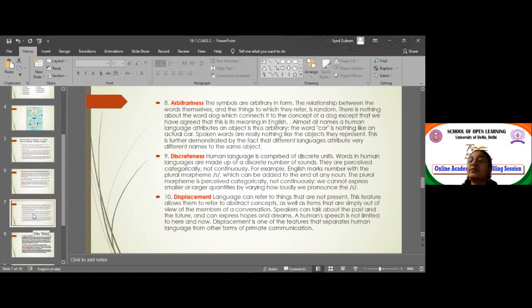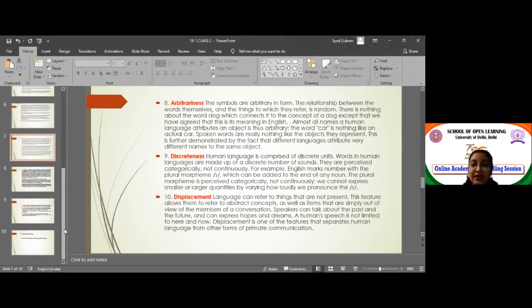Then discreteness. Human language is comprised of discrete units. Words in languages are made up of a discrete number of sounds. They are perceived categorically, not continuously. For example, English marks number with the plural morpheme. The smallest unit of meaning is a morpheme. The s that we use at the end, for example, relationship is singular and relationships forms a plural, boy and boys. So when we add that morpheme, we change the meaning. The plural morpheme is perceived categorically, not continuously. We cannot express smaller or larger quantities by varying how loudly we pronounce the words. So this is what discreteness means.